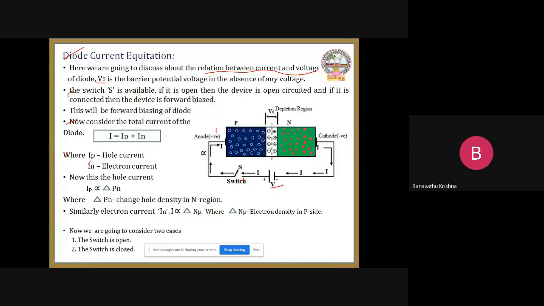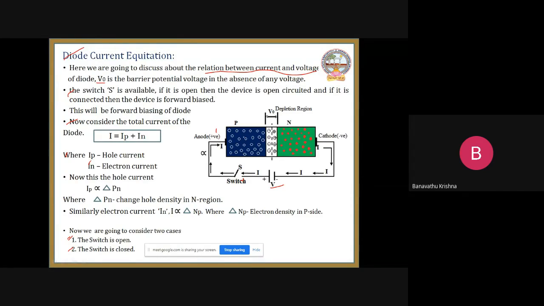Here again the current I is directly proportional to delta Np, where delta Np is the electron density in the P side. Now we are going to consider two cases. One case is when the switch is open, and the other is when the switch is closed. If the switch is open, without applying any external potential, the diode acts as an open-circuited condition.